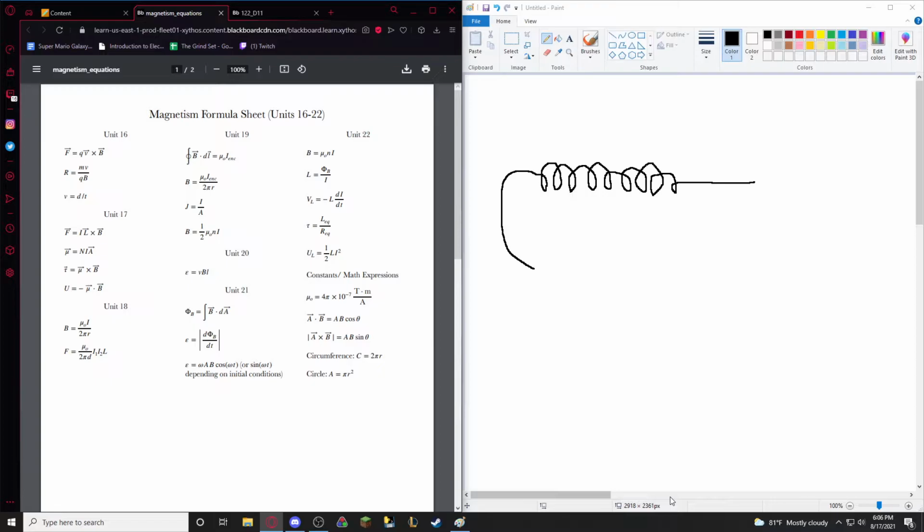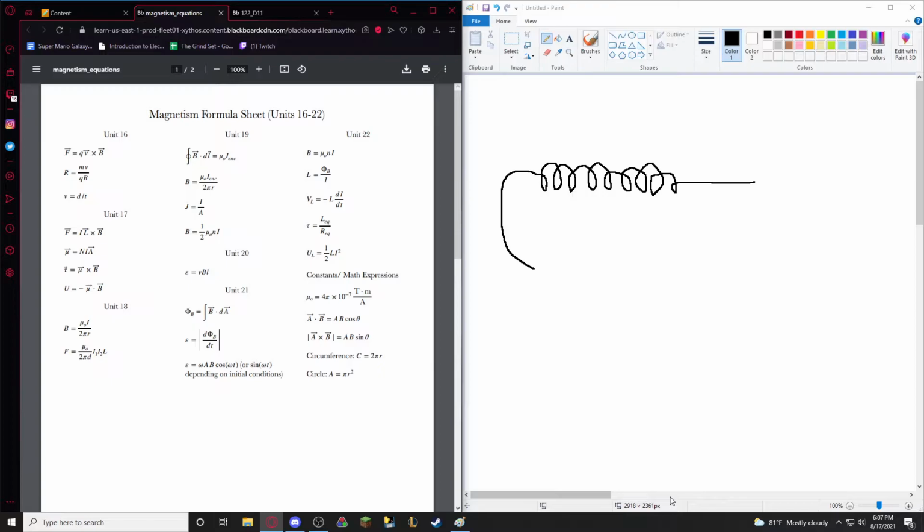That would be like Ampere's law. Or no, the Biot-Savart law. Ampere's law was Unit 19. I literally just cannot remember the name. It's supposed to be B is equal to mu naught times I over 2 pi r. I just can't remember the actual name. Yeah, so that's the Biot-Savart law.